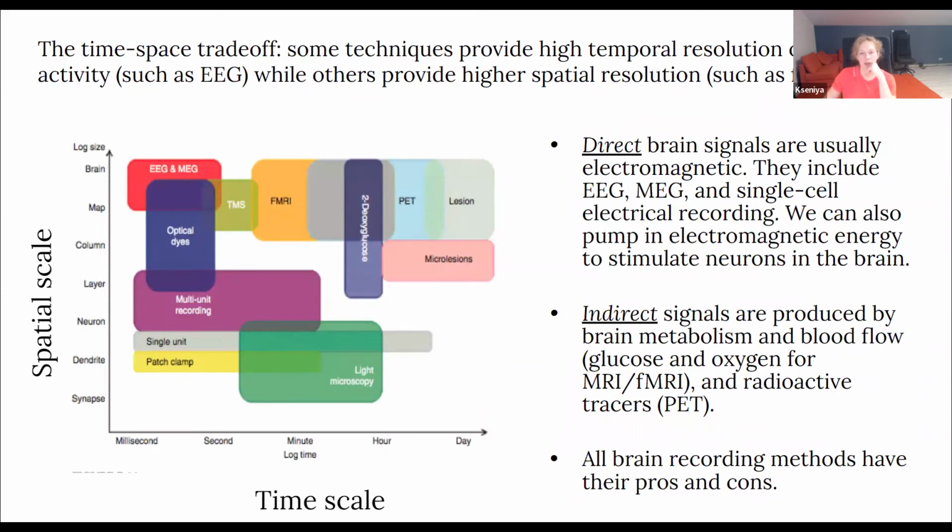So to sum up, these methods we mentioned can be divided into two categories, direct and indirect. Direct brain signals are usually electromagnetic. They include EEG, MEG, single cell electrical recording. Here we measure the electroactivity of neurons, or maybe summed up electrical activity. And for indirect methods, we measure something else. For example, we measure blood flow or brain metabolism. So fMRI, MRI, and PET are indirect methods. And of course, all brain methods have their pros and cons.